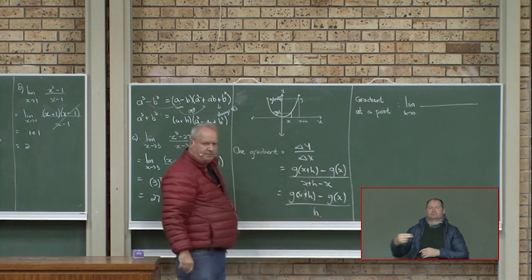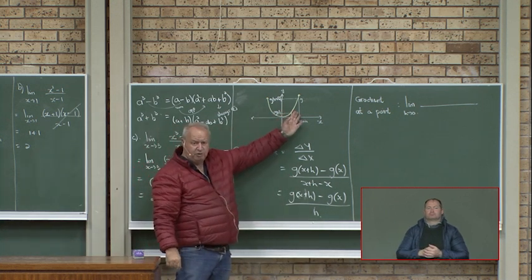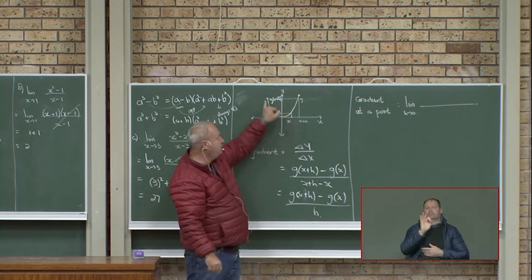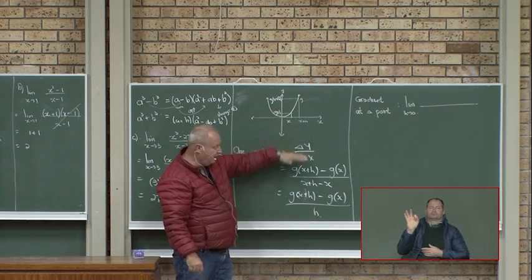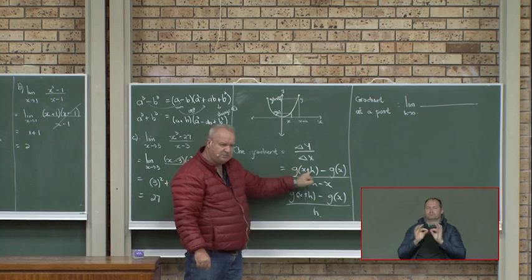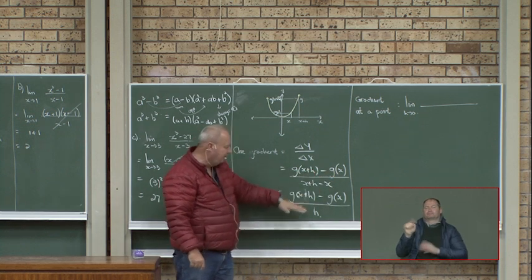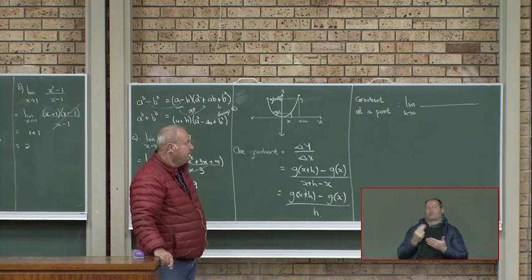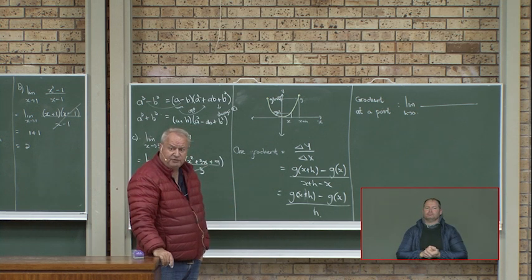Does it make sense? Now, people, if this was the f graph, then this would be x, f(x), x plus h, f(x plus h). Then the formula would have been f(x plus h) minus f(x) over h. Is that clear? For the average gradient. Now, let's take that average gradient further.